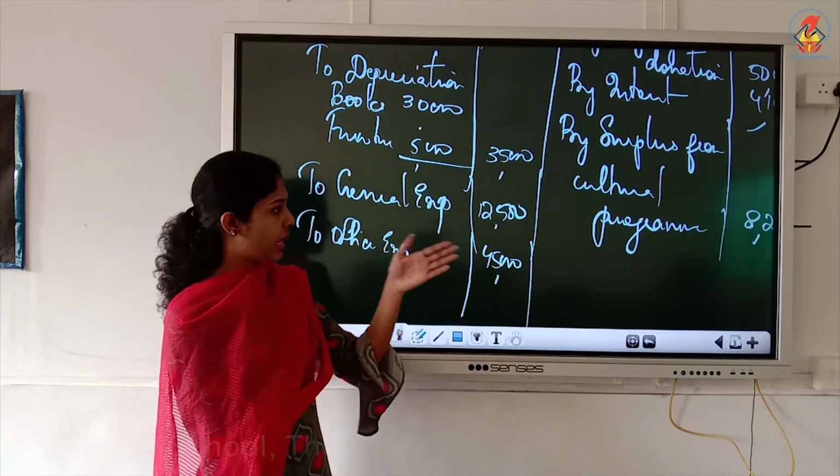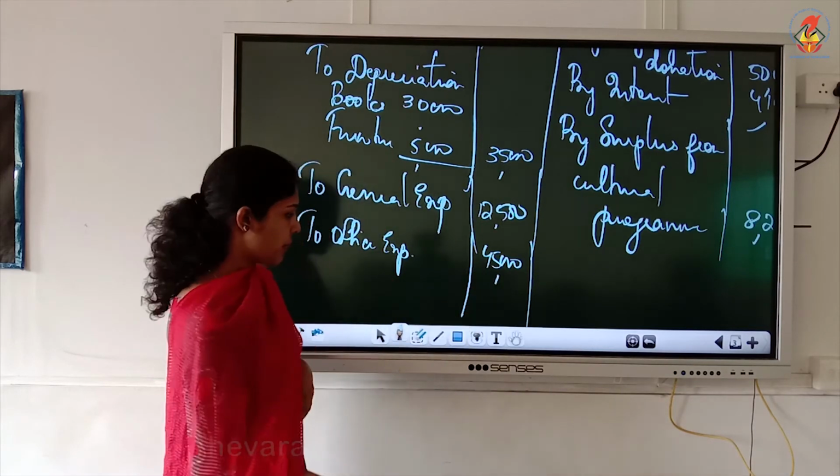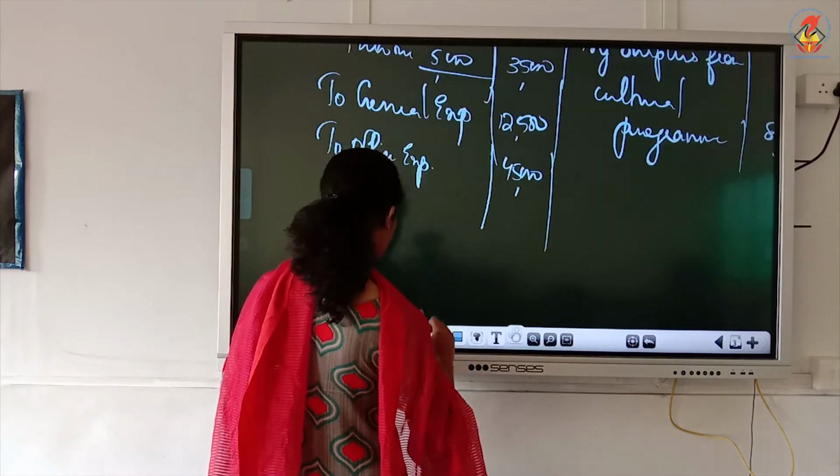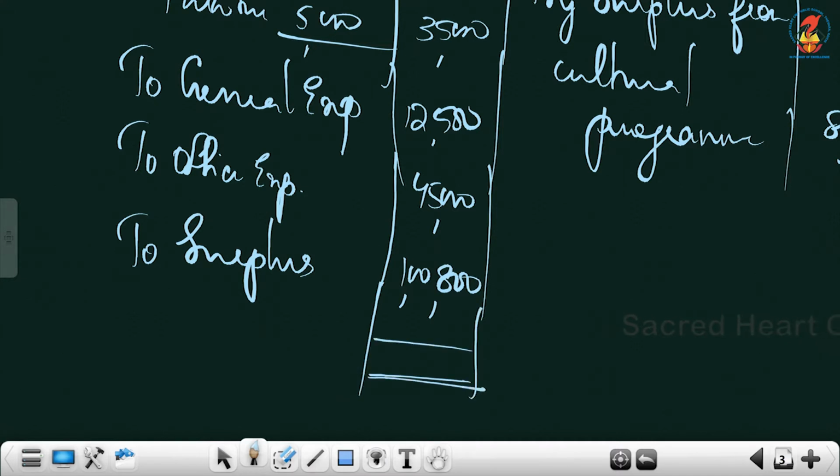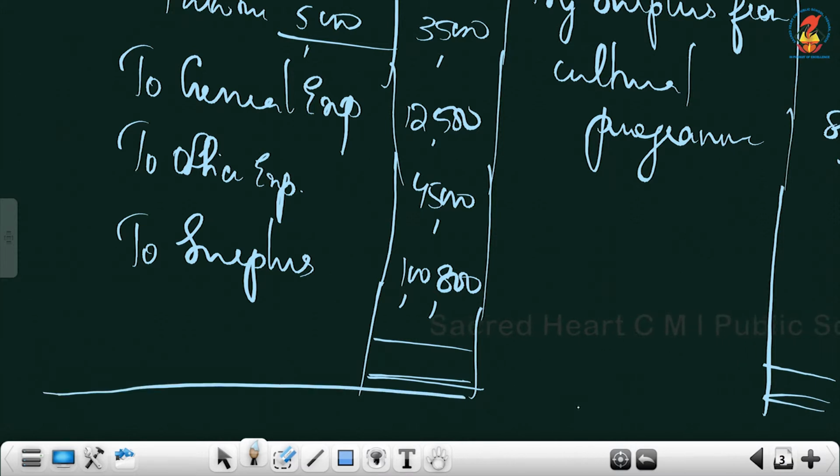Now you just find the balancing figure. Here also we are getting a surplus. So surplus we can write on the debit side. So to surplus, here the amount is 1,08,000. That's a balancing figure. Just compute and write. Then you write the totals also. Okay. Income expenditure is over.